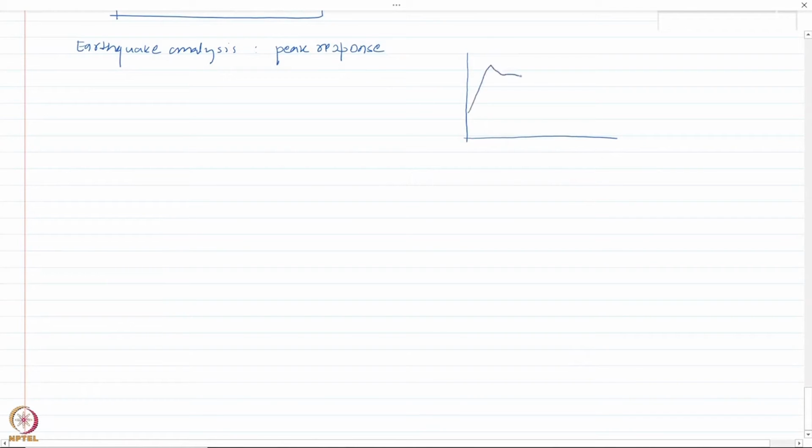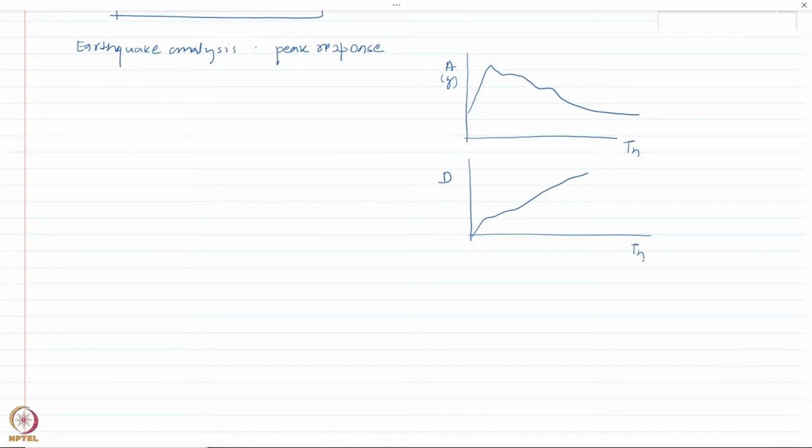So let us say this is the response spectra, so that let us call this as pseudo acceleration and this as g. Similarly, I would have displacement, which would, let us say, look like something like this. Okay, not G, sorry. This is A in units of g, this is versus time period, and this is D versus time period. Okay, so remember, these response spectra are basically response of any system of this type.